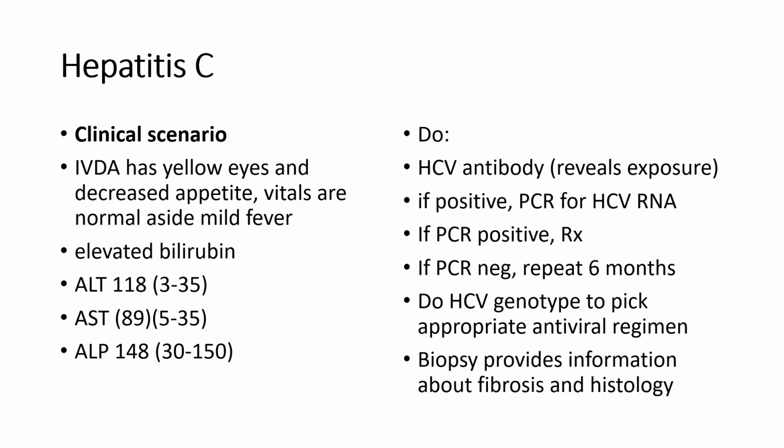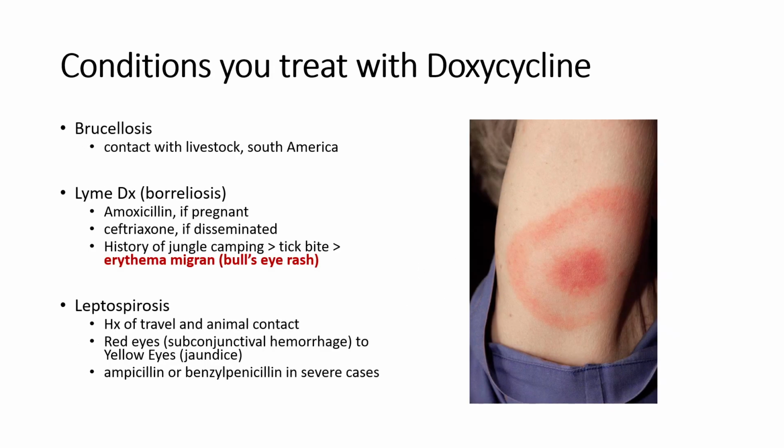Now, when you suspect hepatitis C, the intravenous drug usage here ropes in hepatitis C, you do an antibody test. If positive, you do a PCR. If PCR positive, you start treatment. If negative, you repeat the PCR in 6 months.